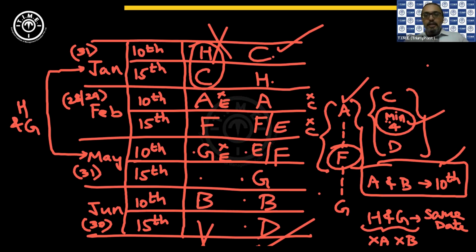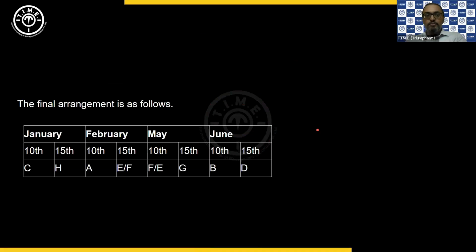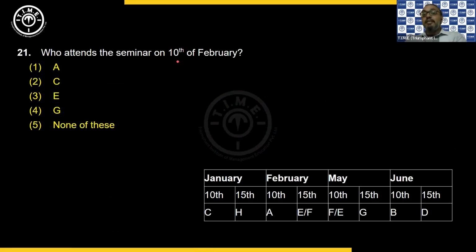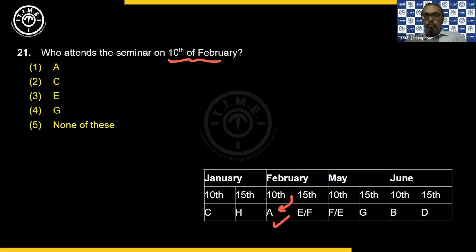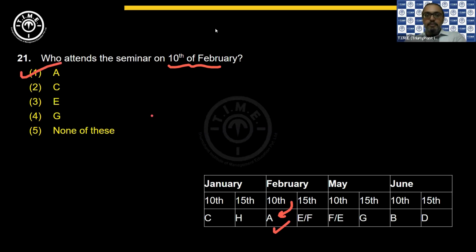All right. Then moving to the questions now. Yeah, this is our final arrangement. Now, who attends the seminar on 10th of February? Check and see on 10th of February. Correct. On 10th of February, we have option 1. That is correct. Yes, option 1, A.